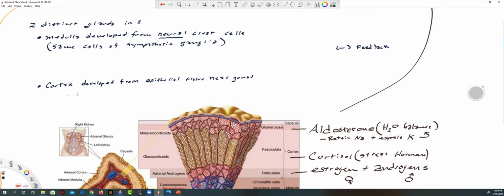The second part is the cortex, and just like the kidney, the cortex is on the outside. That develops from epithelial tissues near the gonads. Remember, the gonads are created up high in the belly, and the cortex develops right in that same area. Once again, if there's a developmental mistake in one, there could be a developmental mistake in the other. They kind of go hand in hand.